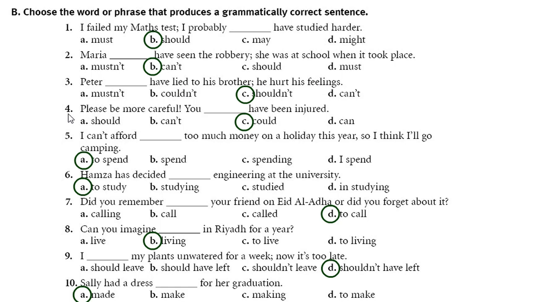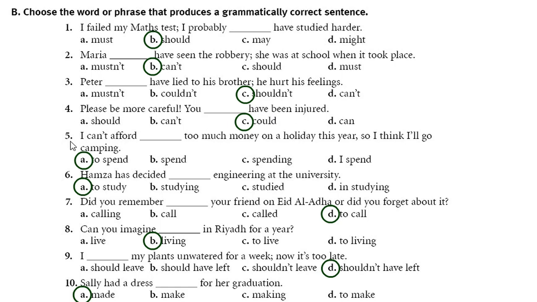Number 4. Please be more careful. You could have been injured. Here it assumes the possibility of getting injured. Could have been.